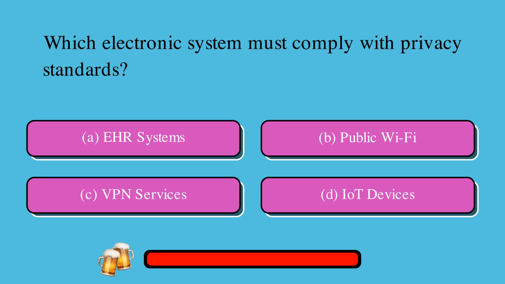Which electronic system must comply with privacy standards? A. EHR systems, or B. Public PN services, or D. IoT devices? The correct answer is A. EHR systems.